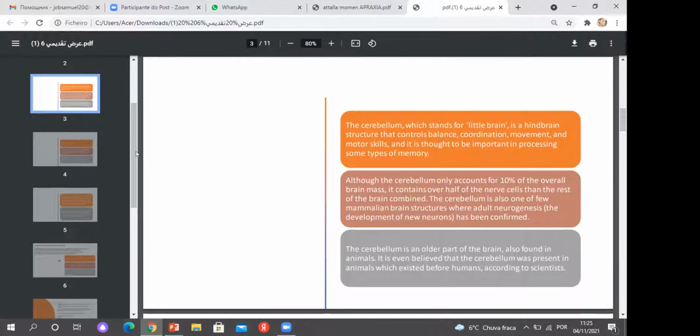The cerebellum is also one of a few mammalian brain structures where adult neurogenesis, the development of new neurons, has been confirmed. The cerebellum is an older part of the brain, also found in animals. It's even believed that the cerebellum was present in animals which existed before humans, according to scientists.